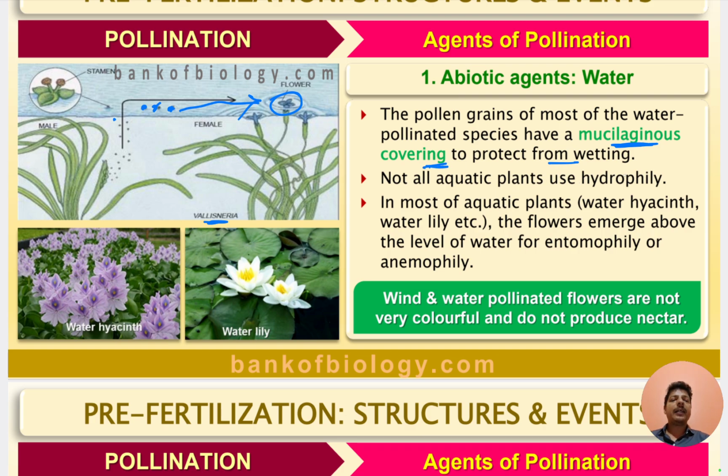Not all aquatic plants use hydrophily. In most aquatic plants, that is water hyacinth and water lily, the flowers emerge above the level of the water for entomophily or anemophily. Water pollinated flowers are not very colorful and do not produce nectar. It is also given, water lily and water hyacinth, though they are aquatic plants, they pollinate through other sources, not by water.